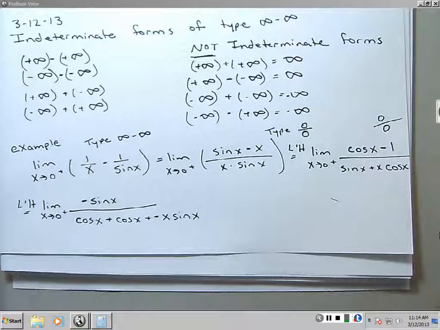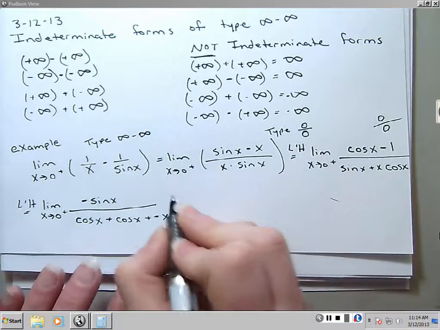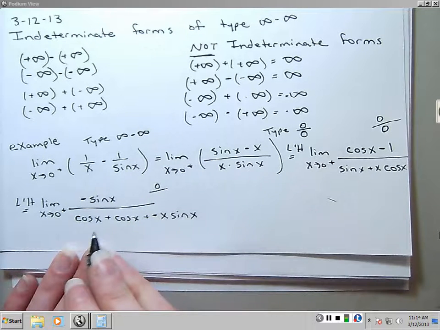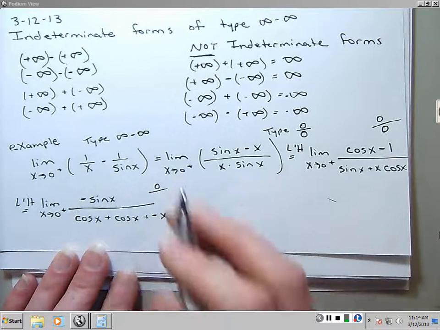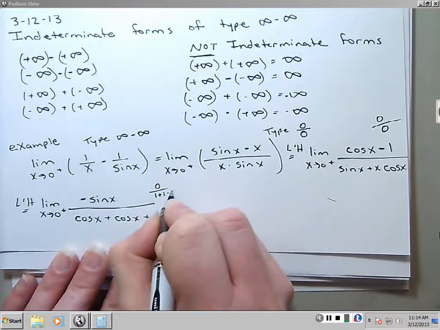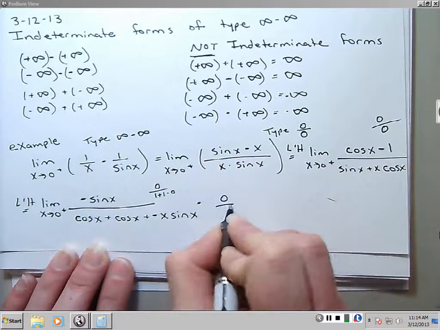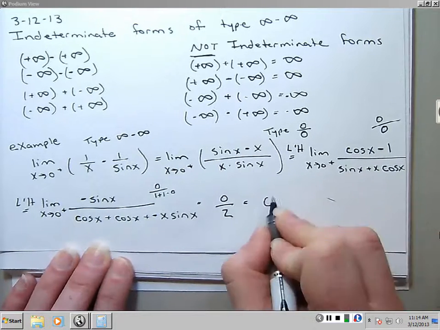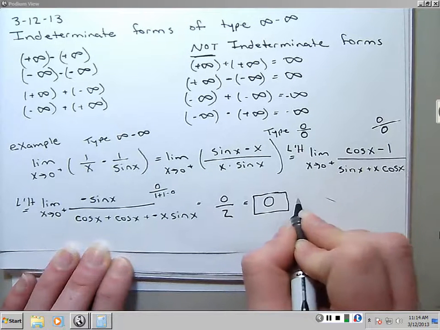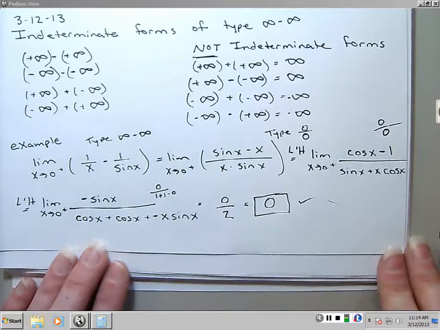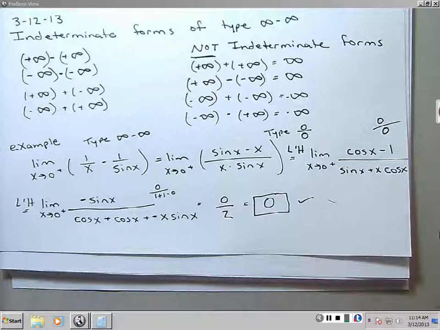Now if I plug in 0, what do I get? 0 on top, over 1 plus 1 minus 0. So that would be 0 over 2. What is 0 over 2? 0. And I'm done. And I've made the conclusion that infinity minus infinity in this case is 0. But it's not always the case. It could be 5. It could be infinity. It could be minus infinity. Here it's 0. They cancel each other out when we go to 0.